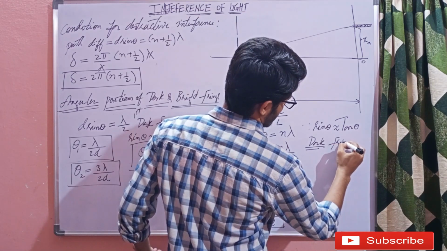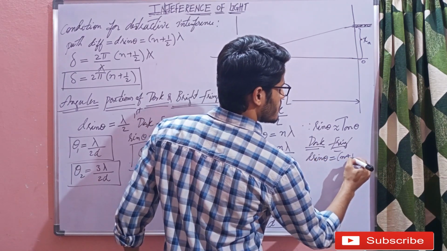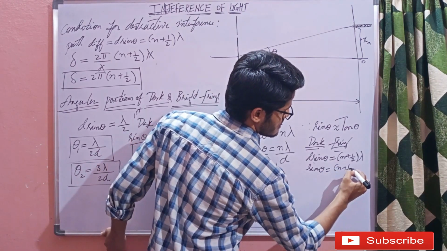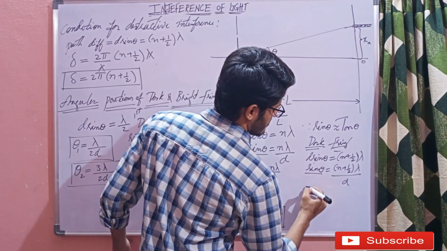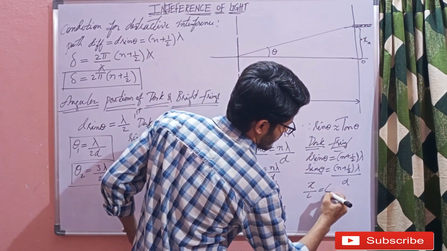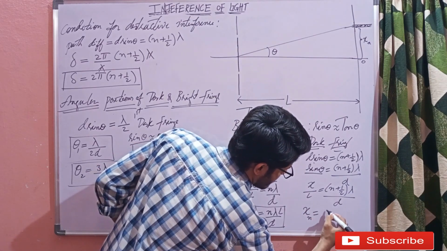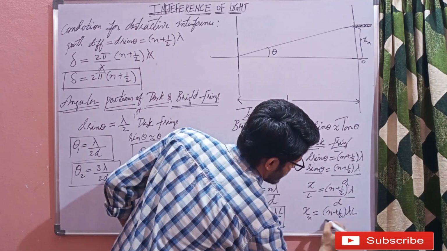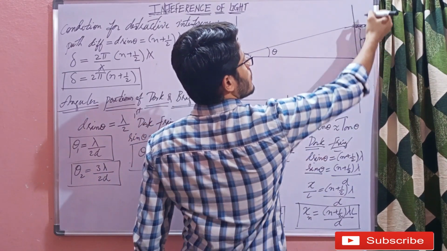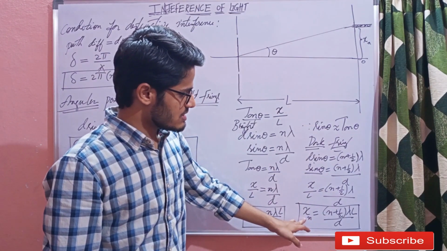So for the dark fringe, the path difference will change. The path difference will be d sin theta equal to (n plus half) lambda, and sin theta can be written as (n plus half) lambda by d, and this can be written as tan theta, and tan theta can be written as x by L. So x sub n can be written as (n plus half) lambda L by d. This is the position from point O. With this we can find out the distance of dark fringes.